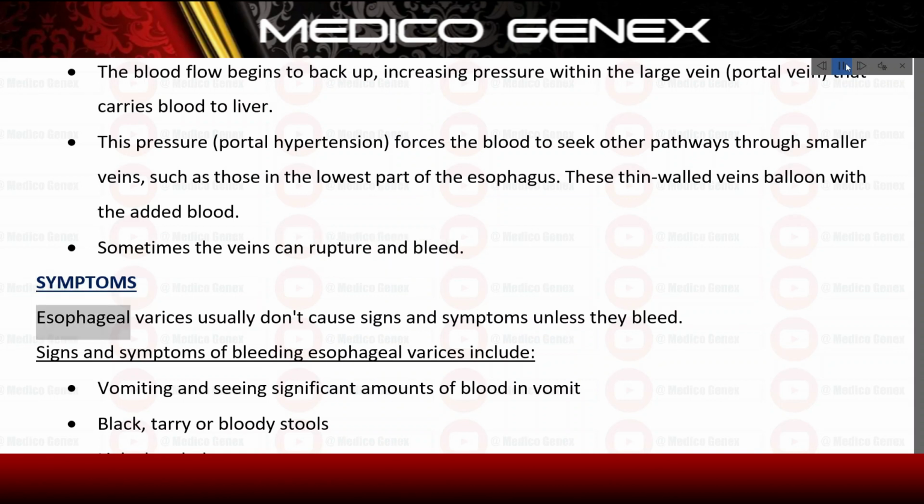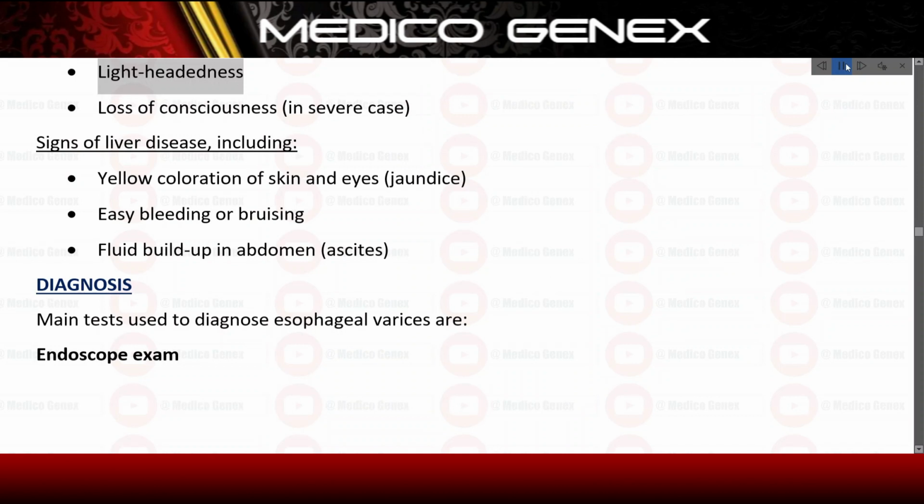Symptoms. Esophageal varices usually don't cause signs and symptoms unless they bleed. Signs and symptoms of bleeding esophageal varices include vomiting and seeing significant amounts of blood in the vomit, black, tarry or bloody stools, lightheadedness, and loss of consciousness in severe cases. Signs of liver disease include yellow coloration of the skin and eyes, jaundice, easy bleeding or bruising, and fluid buildup in the abdomen, ascites.